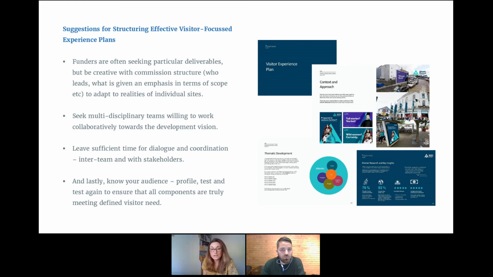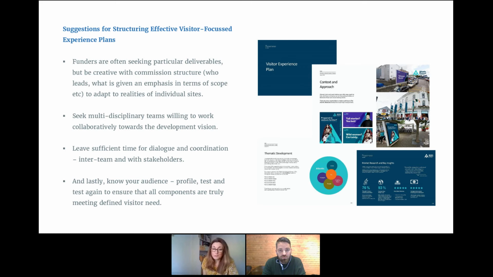But we really recommend that teams are creative with the structure of a commission. That might include things like who leads the commission, what services are given an emphasis in terms of scope, so that you can really adapt to the realities of an individual site, and particularly the audiences that you are looking to engage with. We also would really recommend people aren't afraid of seeking multidisciplinary teams. Now, we recognise that for clients, sometimes that's a bit alarming. You think, oh my goodness, there's going to be lots of people to deal with. But we would really recommend finding groups of consultants that are willing to work collaboratively towards a united development vision.